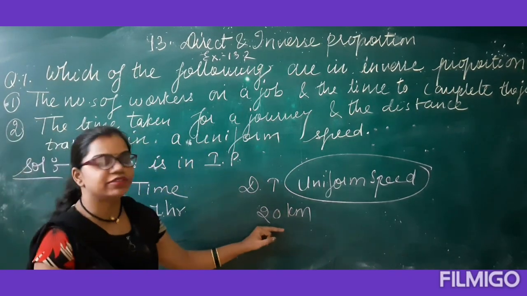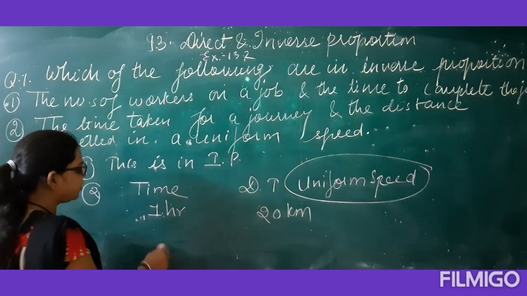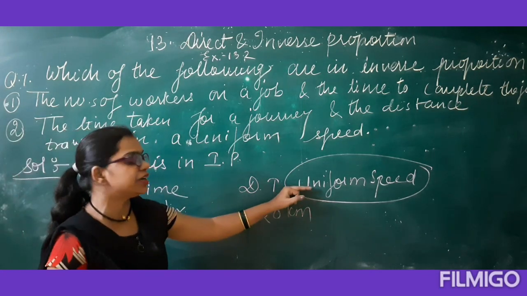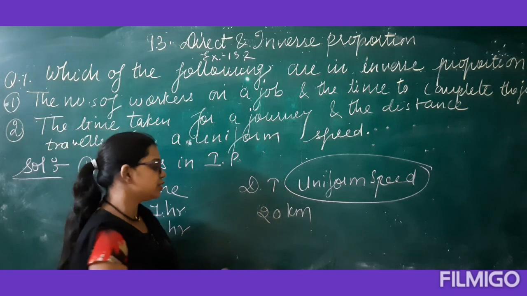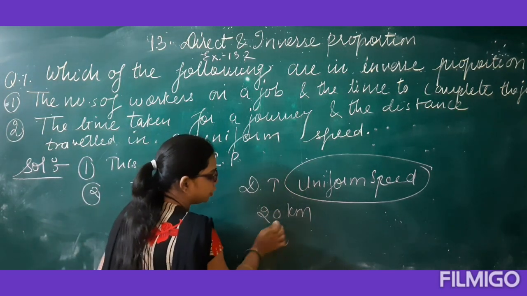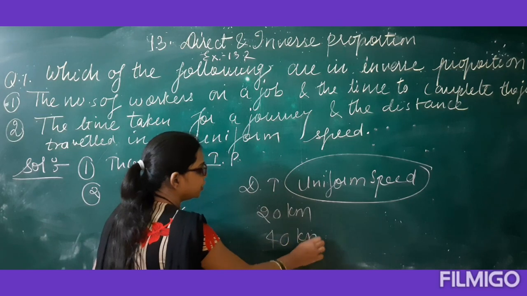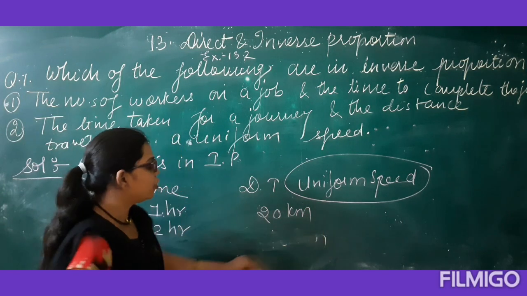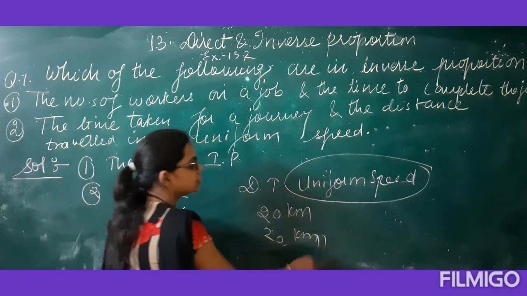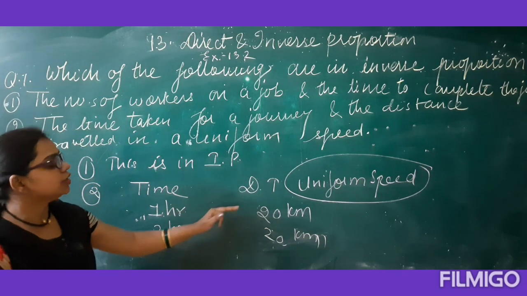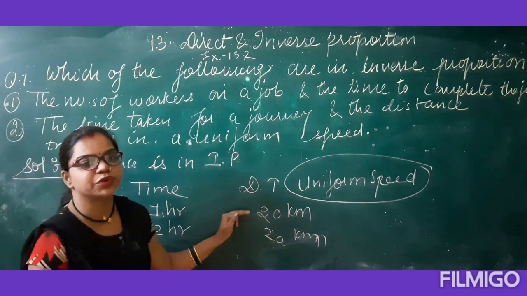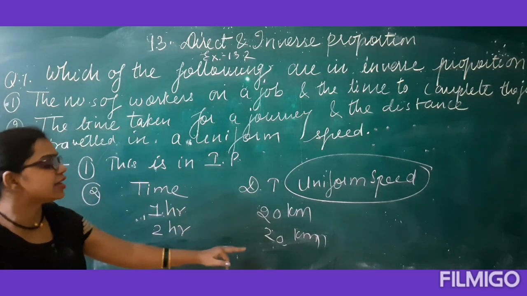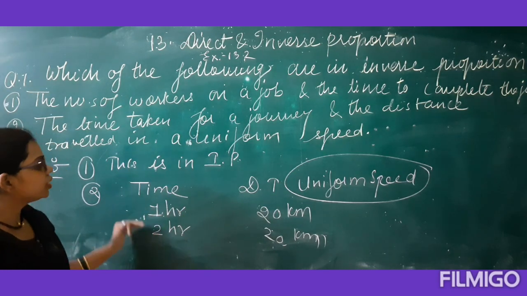in 1 hour, how many kilometers does it travel? 20 kilometers. If I increase the time and take 2 hours, again with uniform speed, it will again cover 20 kilometers, so 20 plus 20 means 40 kilometers. Because here the speed is uniform at 20 kilometers per hour, the distance travelled keeps increasing as the time is increasing.